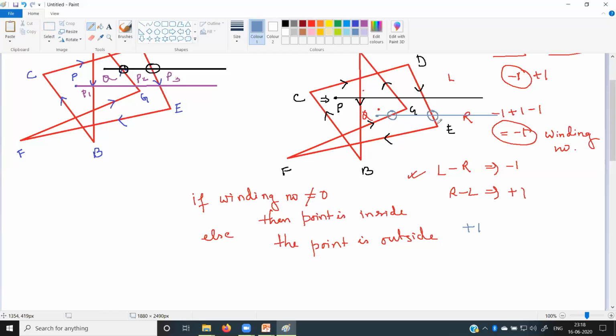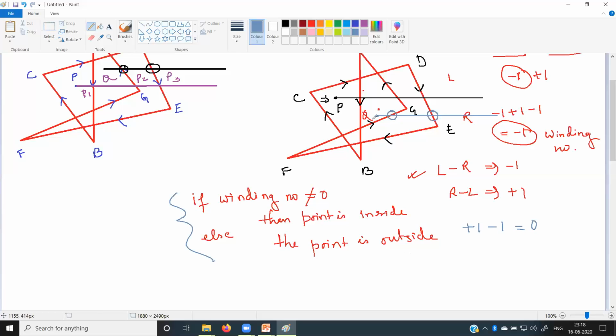Now consider the next one. For the next point, the arrow is coming from left to right. So we have to add -1 with this value. So ultimately we will get 0. So what does the algorithm say? The algorithm says that if the winding number is 0, then the point is outside. So here the point Q is outside of the polygon.